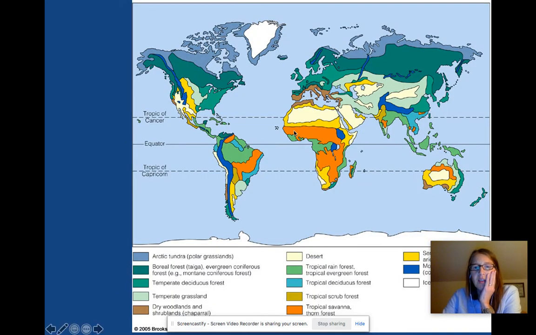And then lastly, you can see the deserts we find at 30 degrees, Tropic of Cancer and Capricorn. And then the equator is where we're going to find the tropical rainforests. So you can see how these are distributed on the map. And that's based on that tricellular model.